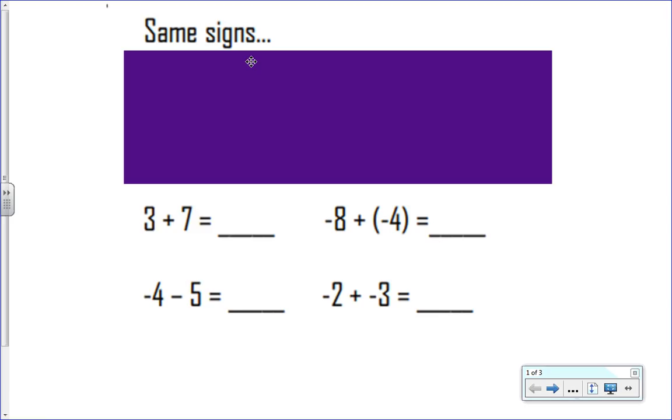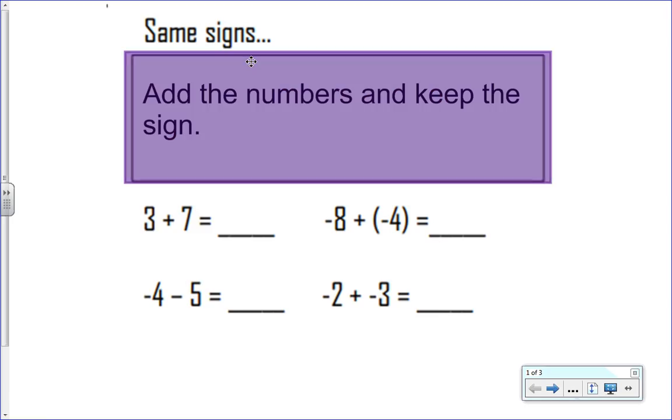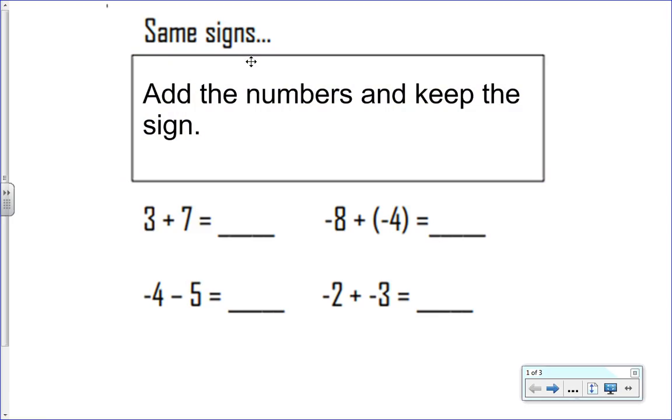So the first one is if both of our numbers have the same sign. Remember, the rule is we add the numbers and keep the sign. So for example, if we were adding 3 and 7, 3 plus 7 is 10. They're both positive, so our answer is going to stay positive. For negative 8 plus negative 4, they're both negative. 8 plus 4 is 12. Since they're both negative, the answer is negative 12.